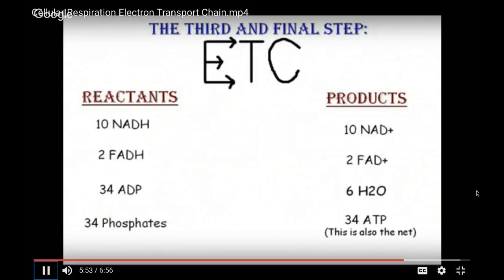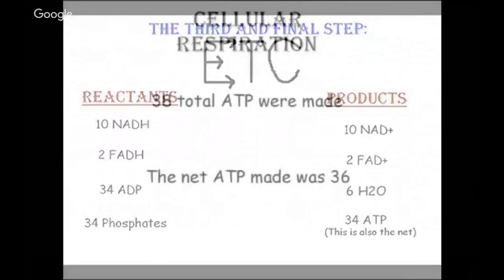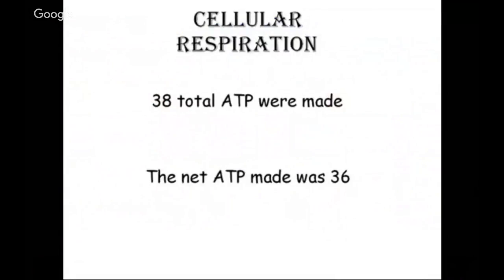And this is also the net of the electron transport chain, because once again, we did not enter any ATP. The overview of cellular respiration is that we made 38 total ATP from glycolysis, Krebs, and the ETC. The net that was made was 36 because we used 2 ATP in the first stage, which was glycolysis.